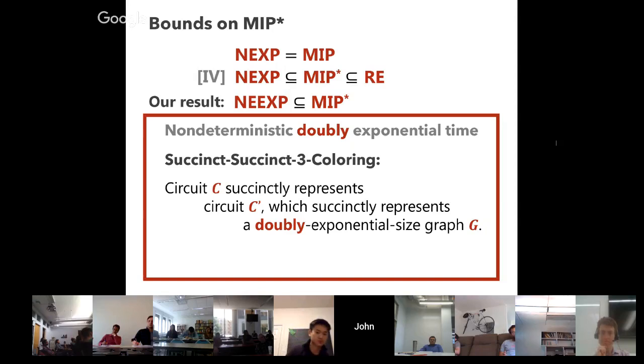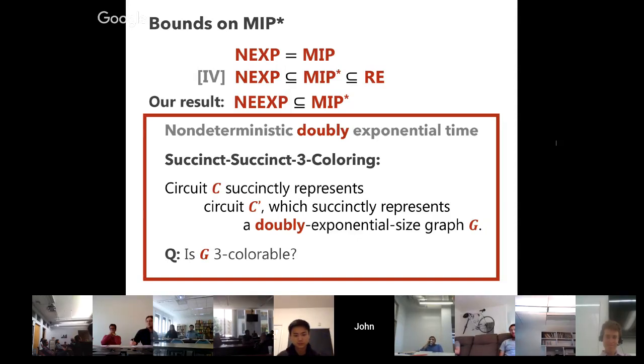So you have a circuit C, and just like we had earlier where a circuit C could succinctly represent an exponential size graph, you can also imagine a circuit C which succinctly represents an exponential size circuit. And that's what's going on here. So the circuit C represents an exponential size circuit C prime, and this circuit C prime is supposed to succinctly represent a doubly exponential size graph, G. Okay, so your question here, like before, you just want to know, is G 3 colorable or not?